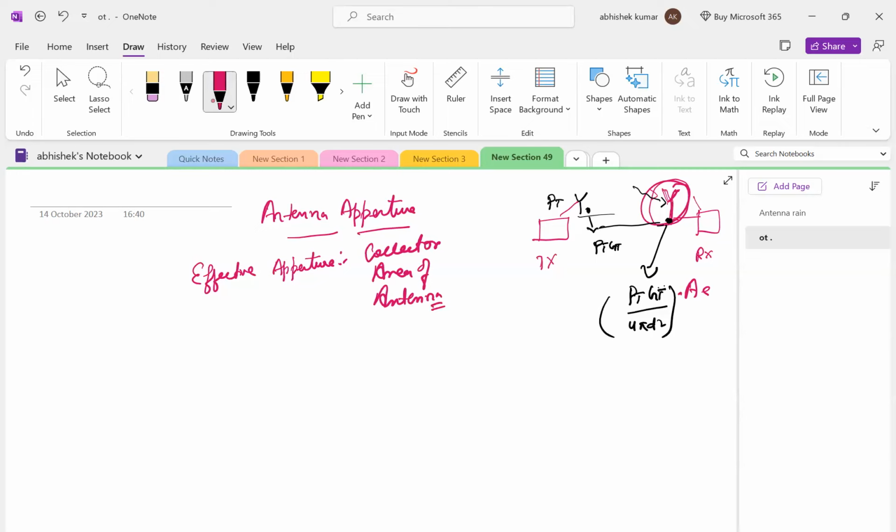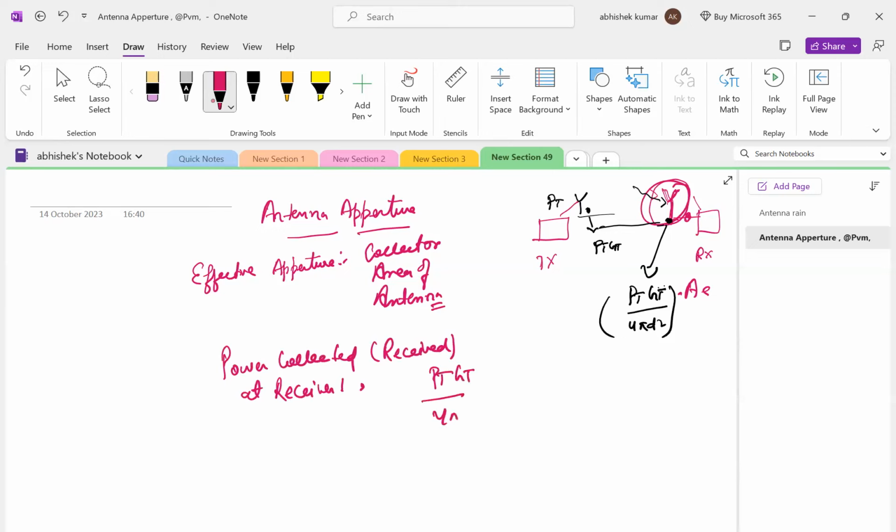So how sharp is this antenna? That is the aperture of the antenna, and the power collected there will be proportional to this aperture. Understood. So the power collected or received at the receiver will be PT GT divided by 4 pi d squared, into the aperture of the receiver antenna.